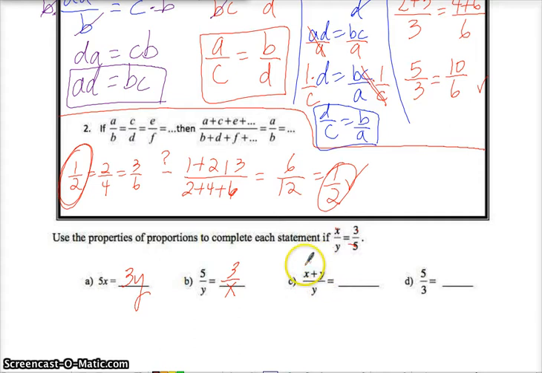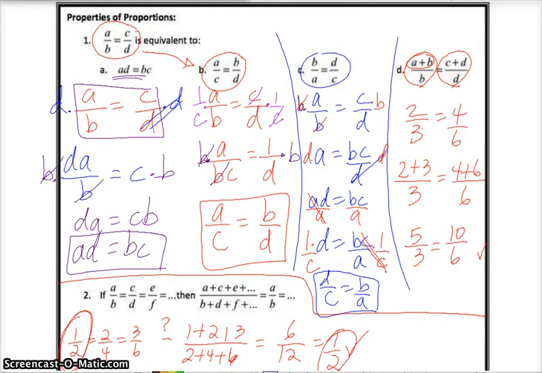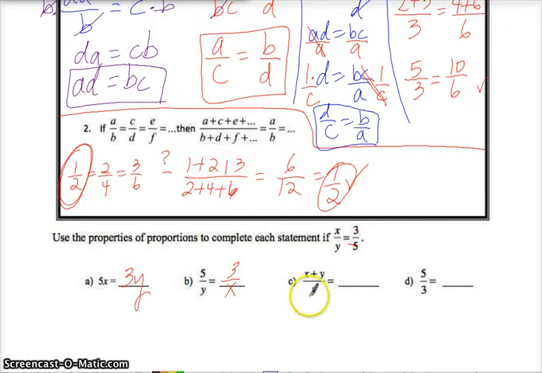Okay, how about like this? Letter C is like this fourth example up here, right? So x plus y is to y as 3 plus 5 is to 5. You just add that denominator up here to the numerator, and these should still be equivalent. And then here, if I flip this upside down, I make 5 is to 3, then I'm going to have to flip this one upside down and make y over x.